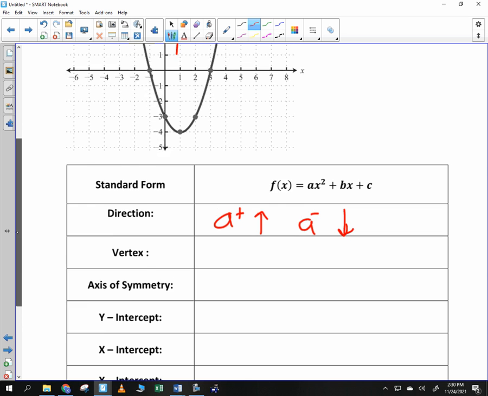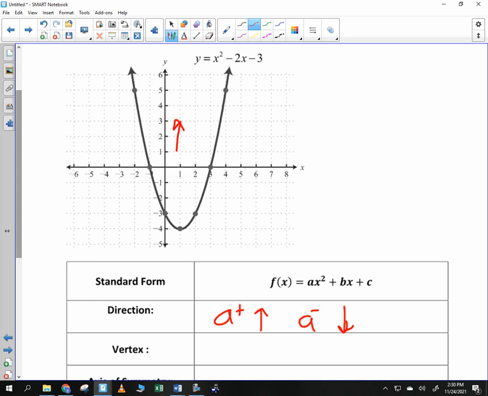We okay there? This spot is called the vertex. The vertex is a coordinate. Here it's 1, -4.